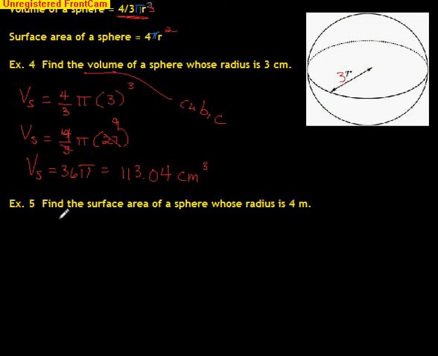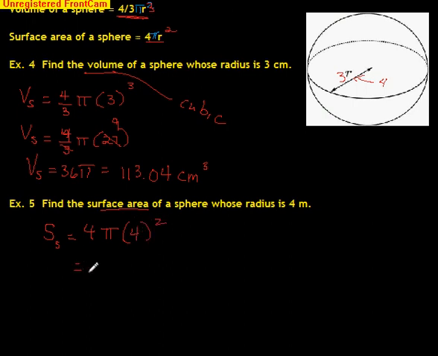It says now, this time find the surface area. So the volume would be all the stuff inside. The surface area would just be the outside. Like if you had one of those gumballs that didn't have anything inside, just what the surface area is going around. So we just use this formula up here, and we just plug it in. This time our radius would be 4. So the surface area of a sphere is equal to 4 times pi times 4 squared.